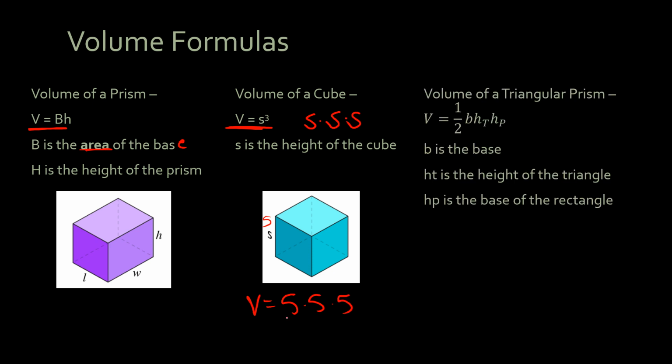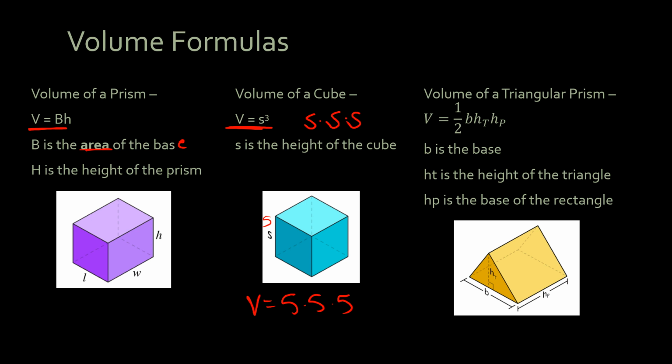And then the last one looks a little bit crazy based off of this example, but I promise you, when we do a few of these problems, it'll make more sense. The course gives you this formula here: 1/2 of your base times the height of your triangle times the base of your rectangle. I like to think of this as volume is equal to 1/2 base times height. You don't need to use these subscripts because I think those make it slightly confusing. However, you do need to remember that when you're finding the volume of a triangular prism, you are remembering this 1/2 in front. If you don't remember the 1/2 in front, you will not have the right answer.